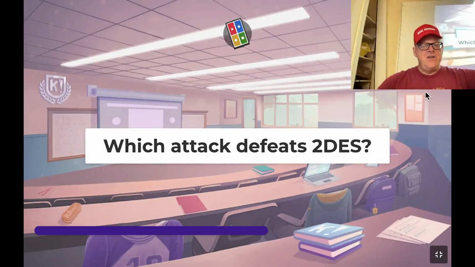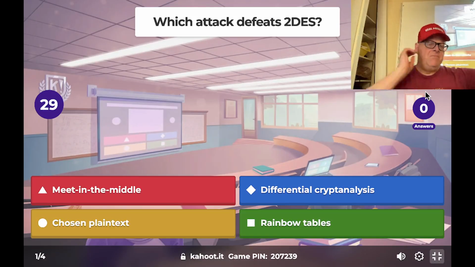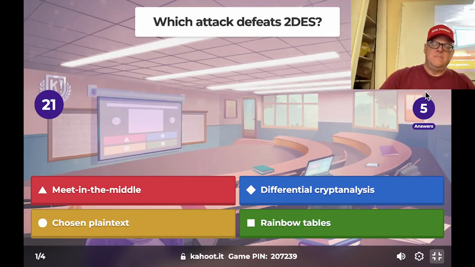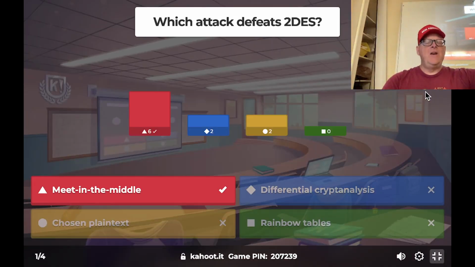All right, so what attack defeats double DES? Yeah, meet in the middle. You break it into two halves, and each half is only a single DES now, so it's much easier to crack.